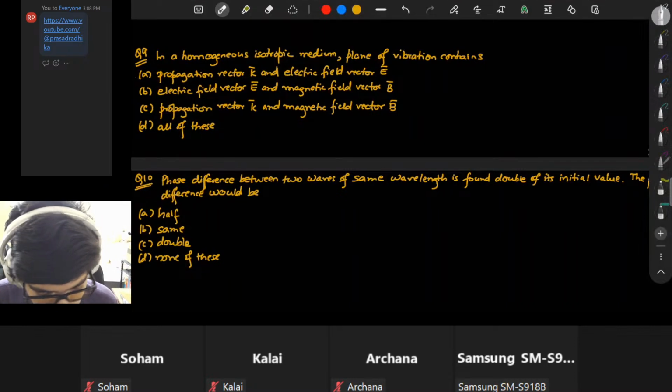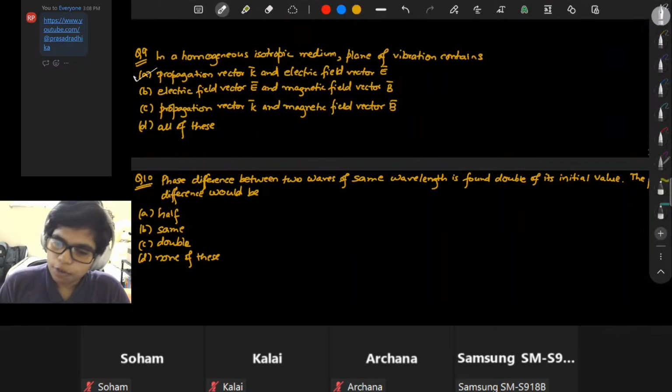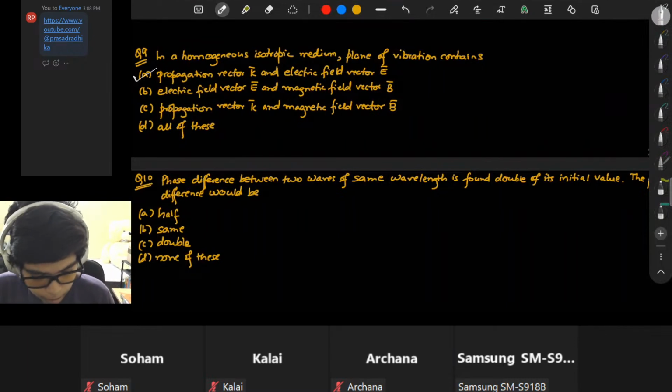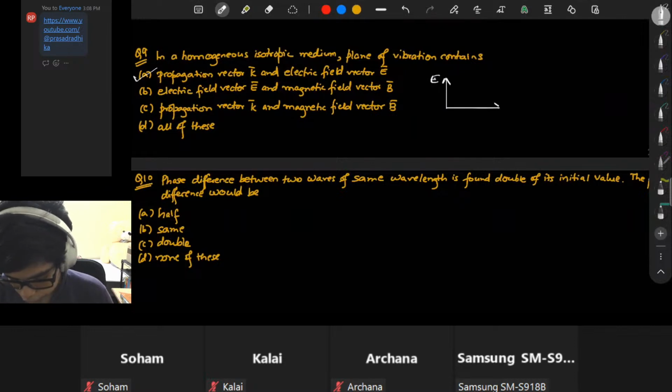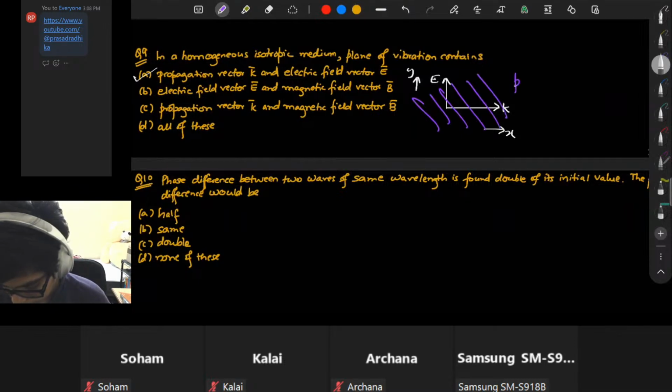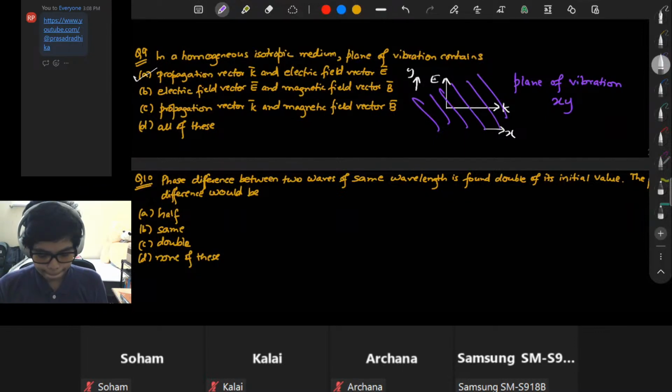The correct answer is option A. The plane of vibration contains the propagation vector K and the electric field vector E. So if I were to draw, let's say this is my direction for E, and this is the direction for K, and let's say this is the x-axis and this is the y-axis, then this is my plane of vibration. So the plane of vibration in this case is the XY plane.